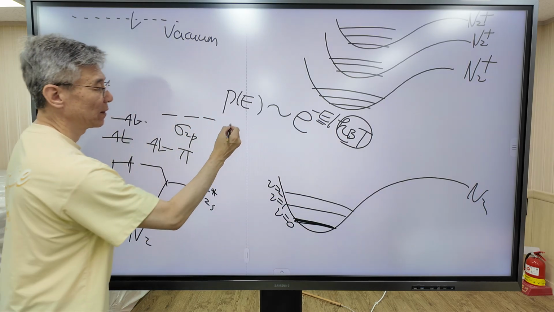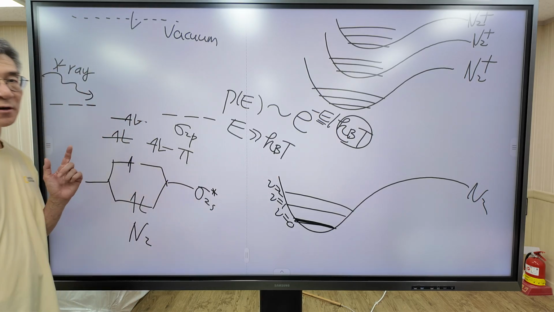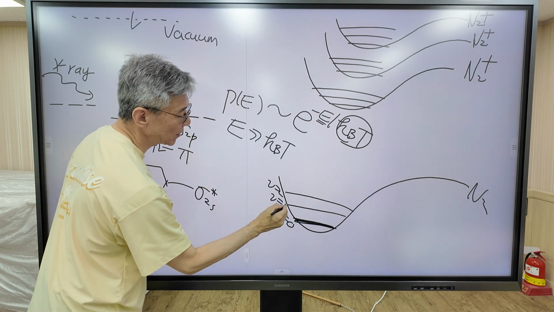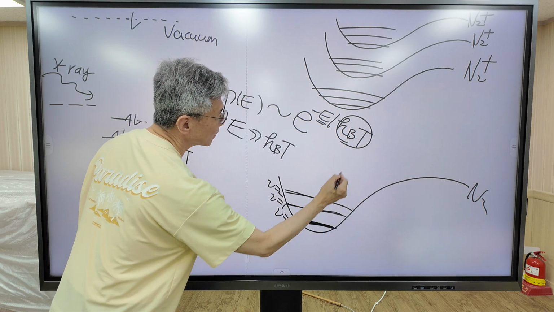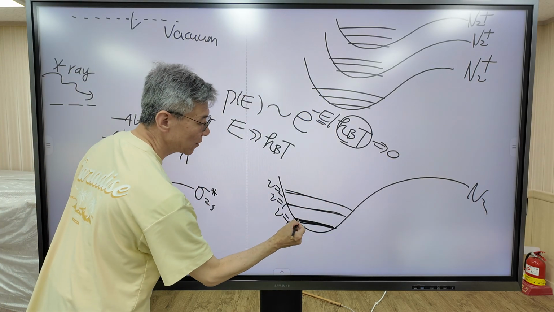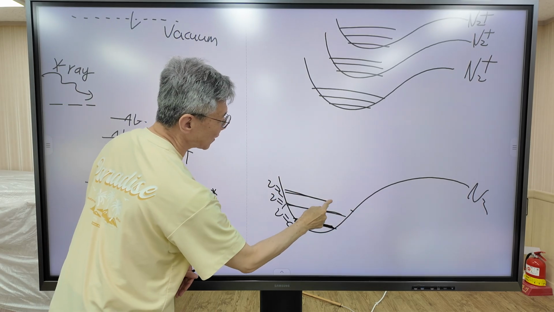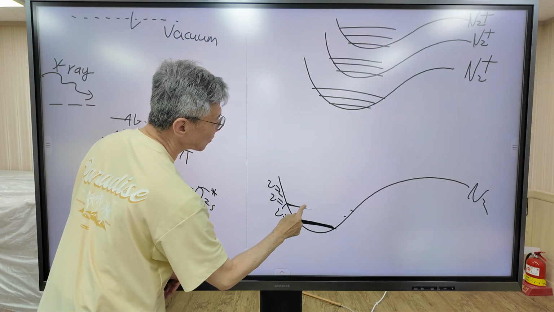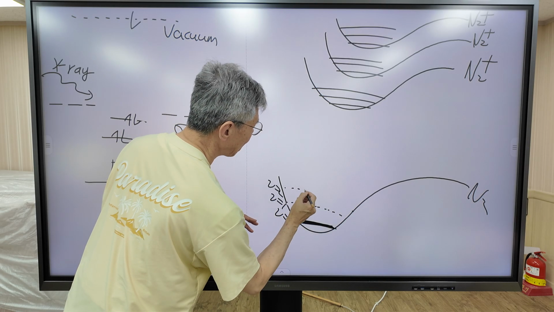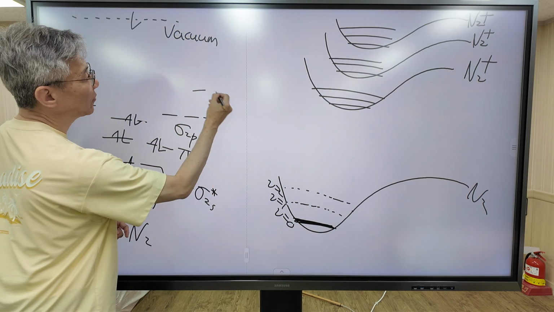In general, the vibrational energy is much larger than kBT. When this condition is met, the probability that the molecule is in V equal 1 or V equal 2 is almost 0. So virtually all the molecules are in the V equal 0 state. So we ignore these vibrational energy levels because virtually all the molecules are in the V equal 0 state. Now I'm going to irradiate X-ray.